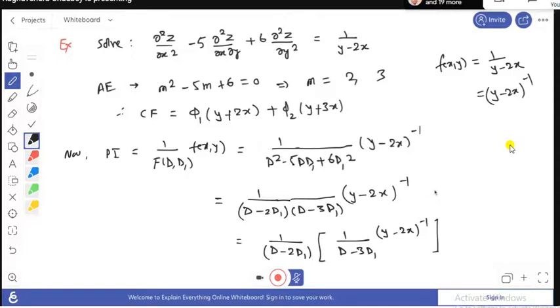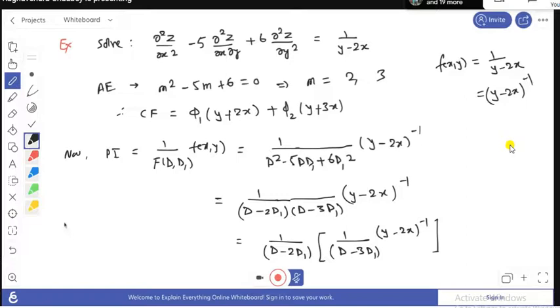ओके, तो अब यहाँ पे आपको क्या करना है? इसको आप यूज कर लें और इसको सॉल्व करें. तो आपके पास एक फॉर्मूला हमने दिया था कि पार्टिकुलर इंटीग्रल आपका ये किस ऑर्डर का है? This is order of 1.